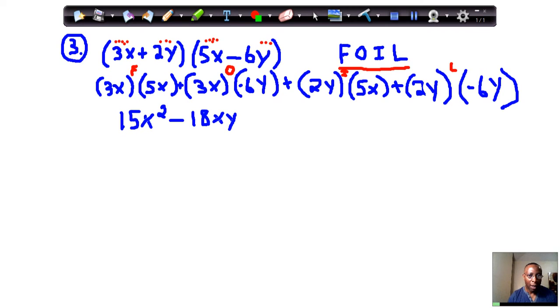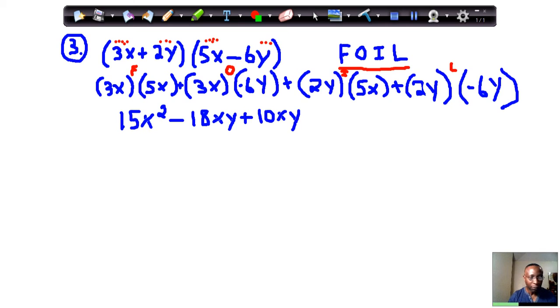Okay. Next term, see, this is our inner: 2y times a 5x. And we know both of those are positive because I told you positive numbers will either have a plus sign or no sign, but if it's negative, it has to have the negative sign. So 2y times 5x is going to give us a plus 10xy.